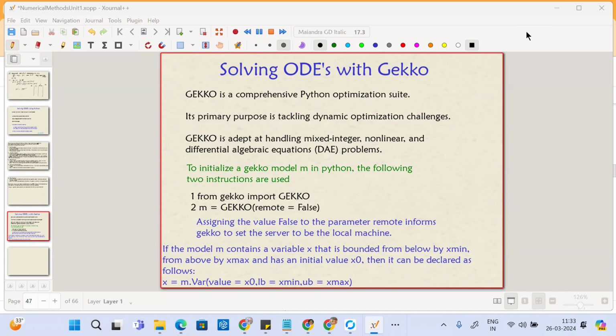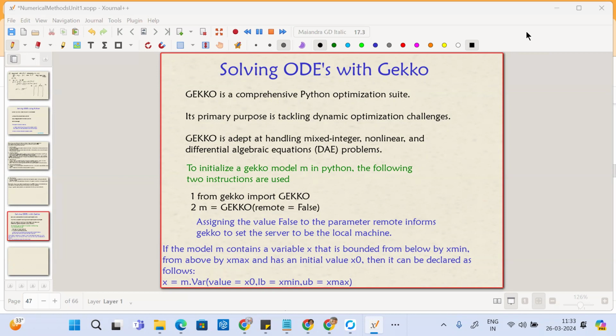So Gecko, just a bit of outline. Gecko is a comprehensive Python optimization suite. Basically it is used a lot for optimization, which I plan to show. The primary purpose is to tackle dynamic optimization challenges. Gecko is adept at handling mixed integer, nonlinear, differential algebraic equations, and nonlinear optimization problems.